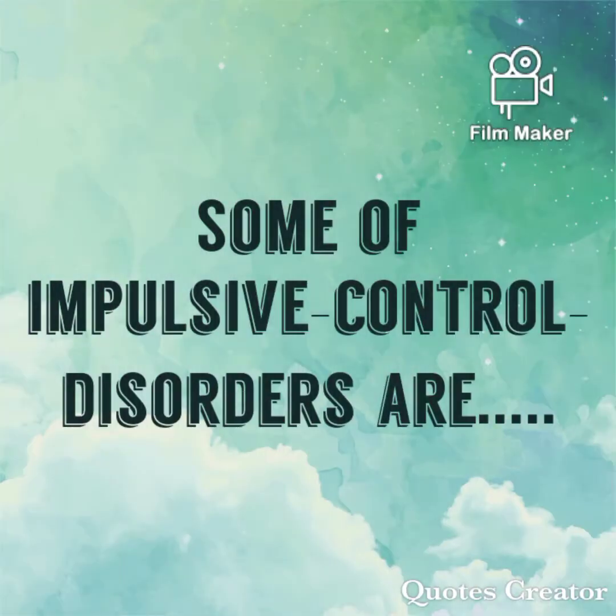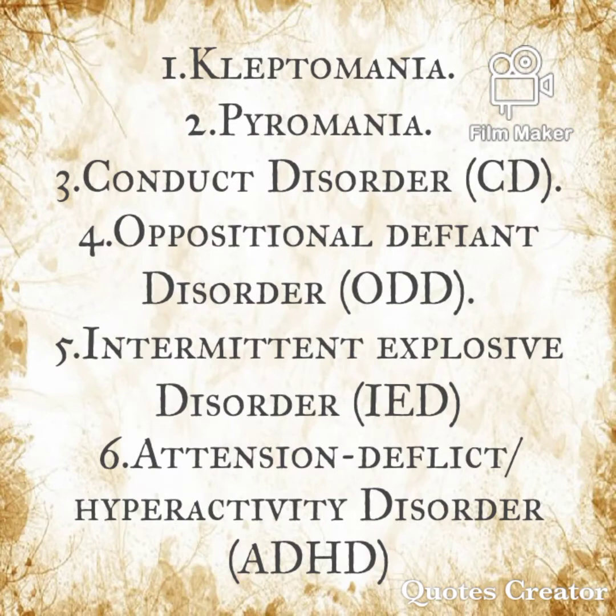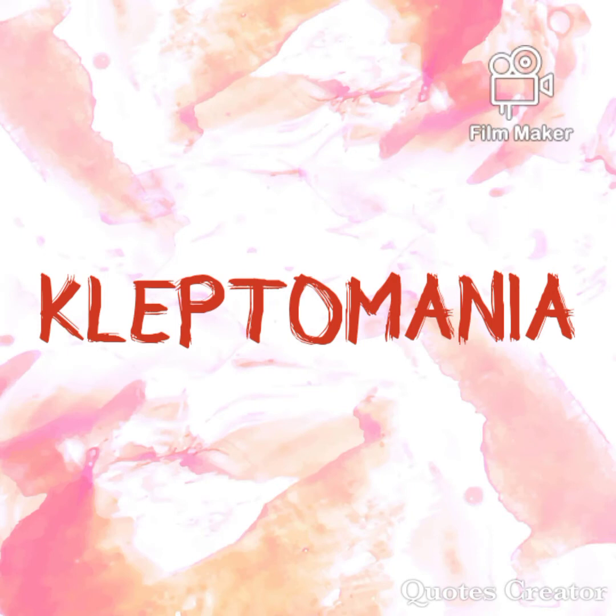Now let's go further and see some of the impulse control disorders. As you can see on the screen, first is kleptomania, second is pyromania, third is conduct disorder, CD, fourth is oppositional defiant disorder, ODD, fifth is intermittent explosive disorder, IED, and sixth and the last is attention deficit hyperactivity disorder, also called ADHD. These are very common and major impulse control disorders and disruptive disorders, which are nowadays very common in society. So let's discuss the first disorder, which is kleptomania.